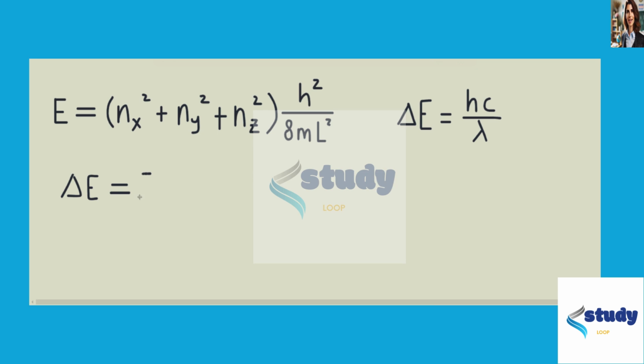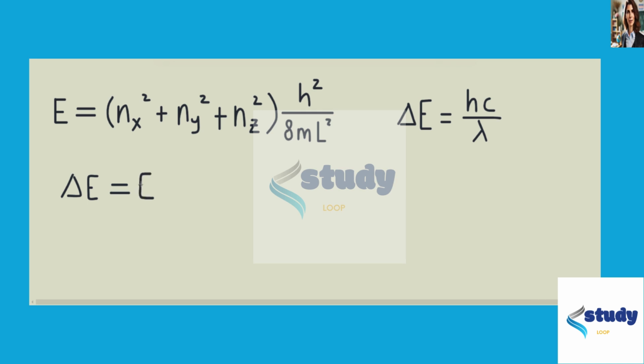So we are told that this is going from the 2-2-1 state to the 1-1-1 state as far as nx, ny, and nz are concerned. We also know that the change in energy levels gives the energy of the photon, delta E, which is equal to Planck's constant times the speed of light divided by the wavelength. So if we find delta E, we can find the wavelength.